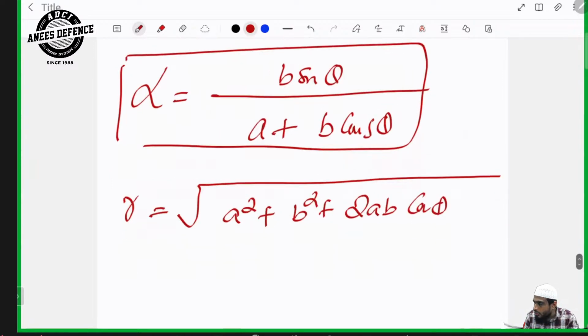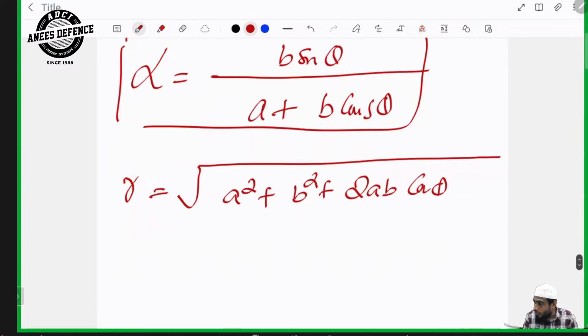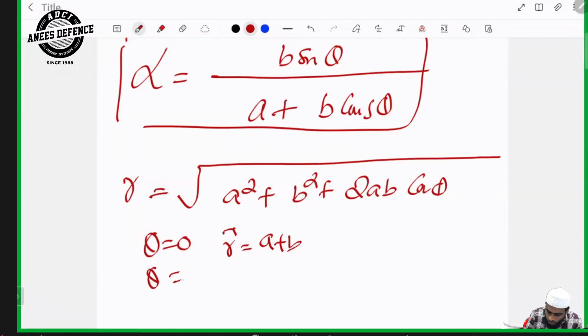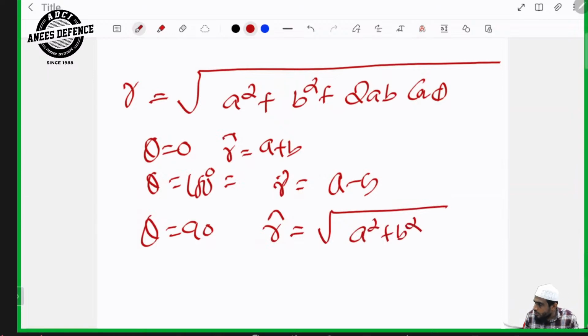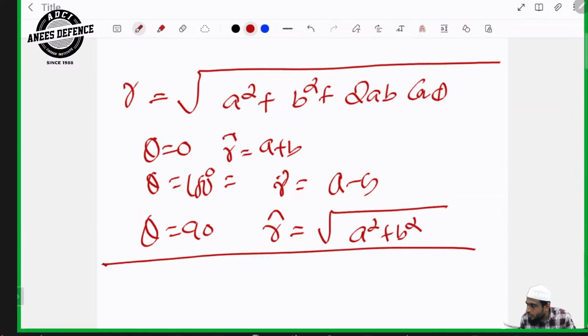Then you have to consider theta equal to 0, what will be the result? Just add. If theta equal to 0, R equal to A plus B. If theta equal to 180 degree, R will be A minus B. If theta equal to 90 degree, R will be root of A square plus B square. Understood?